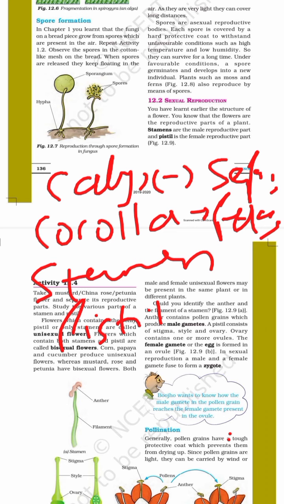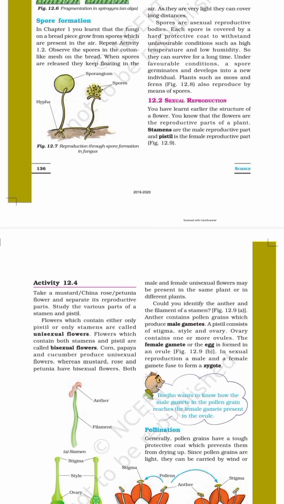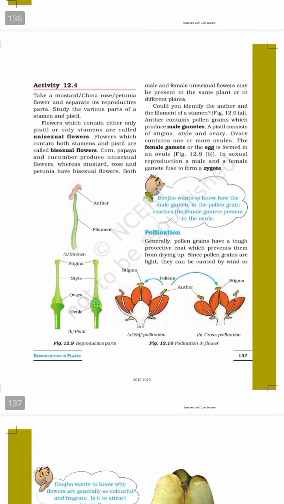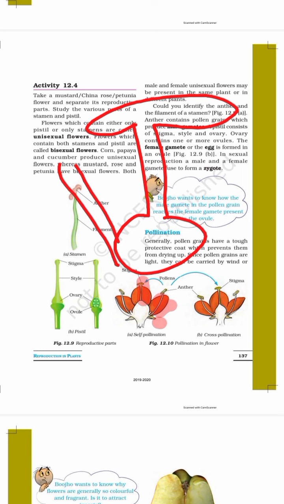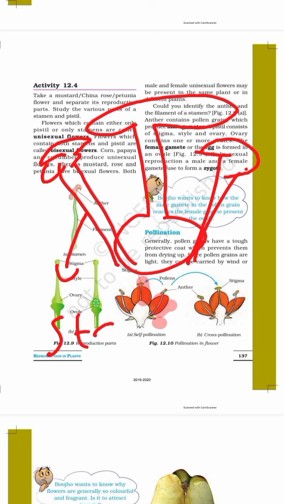So I am drawing a flower, I am showing you everything. Now see over here, this is a petal, this is a sepal. This bigger one, which is inside a flower like this way, right? There are 2 types of things. This is called stamen and this is called pistil.